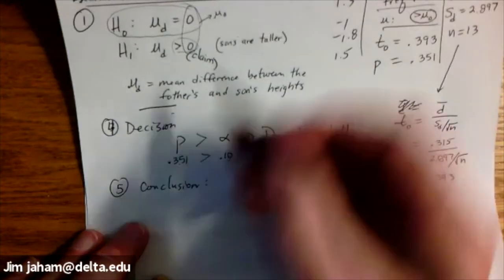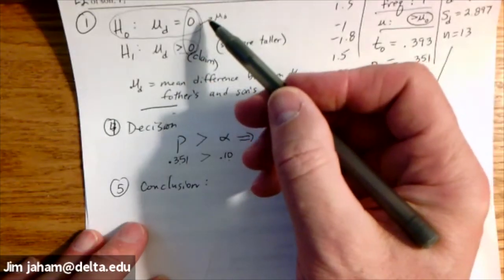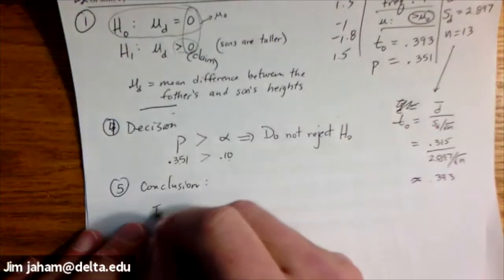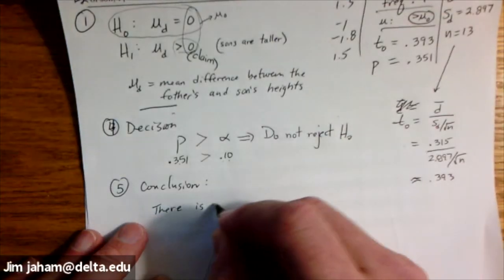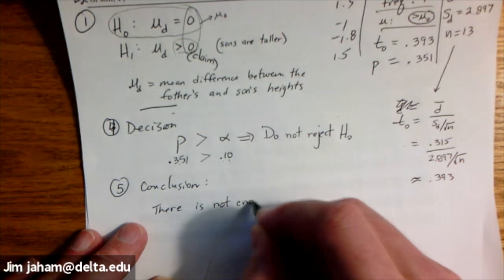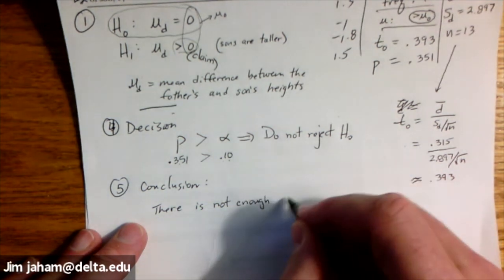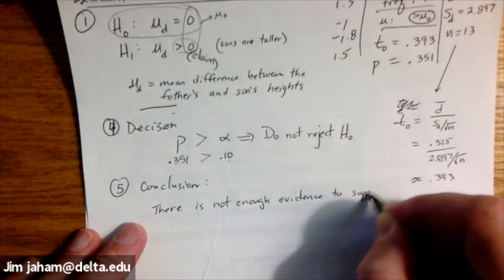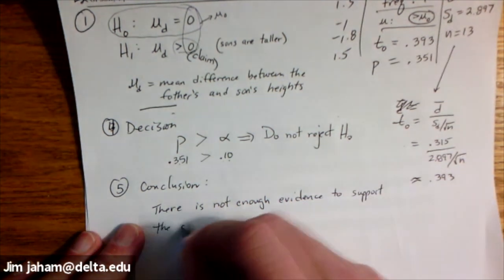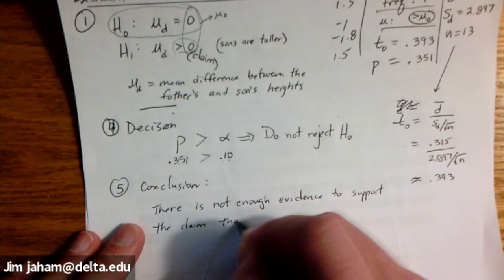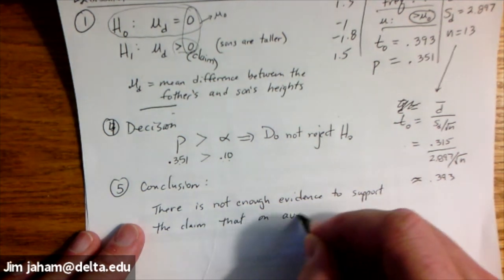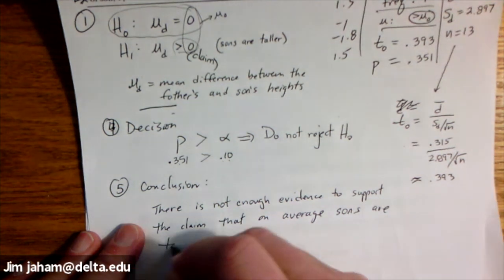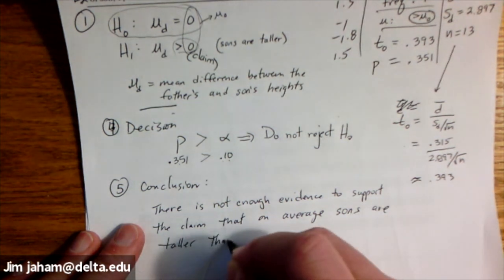So we're going to say, since we were unable to reject the null hypothesis to show support for the claim, that's what we're going to write. There is not enough evidence to support the claim. Sometimes we say there's insufficient evidence to support the claim that, on average, sons are taller than fathers.